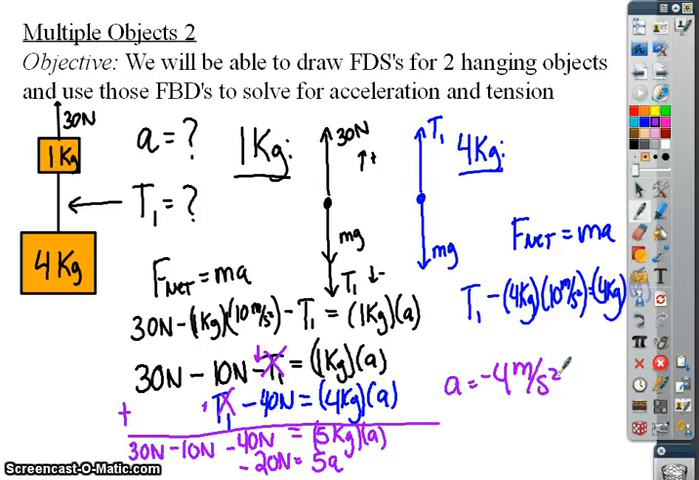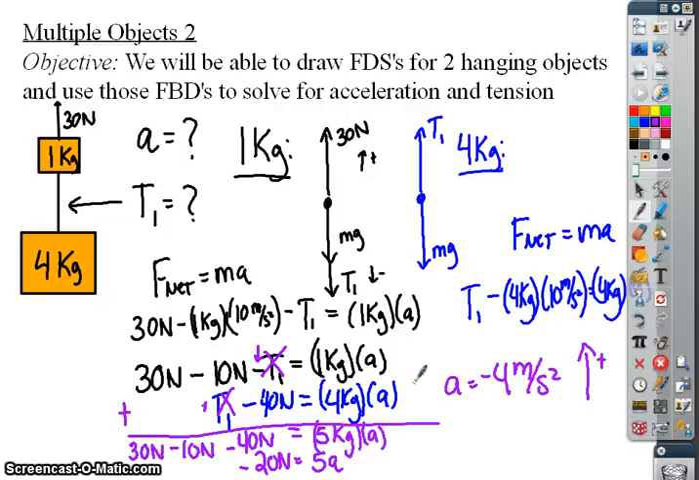So the question we have is, is this box traveling up or down? Because I called this direction positive and our answer was negative, that means it is traveling downwards. And so we have this answer here, and we have these two equations here. All we have to do is plug A into one of these equations and get our other answer.